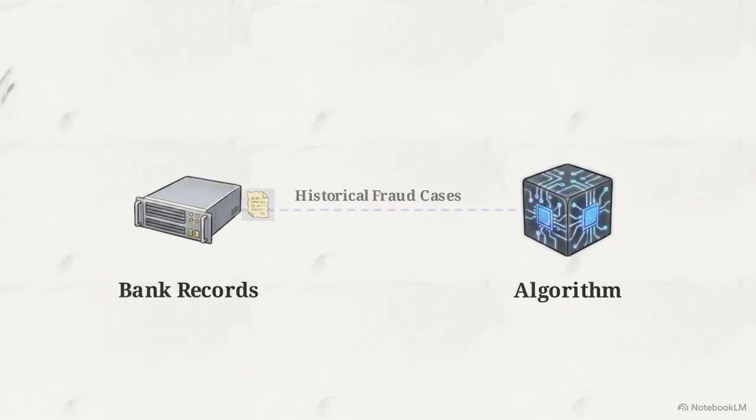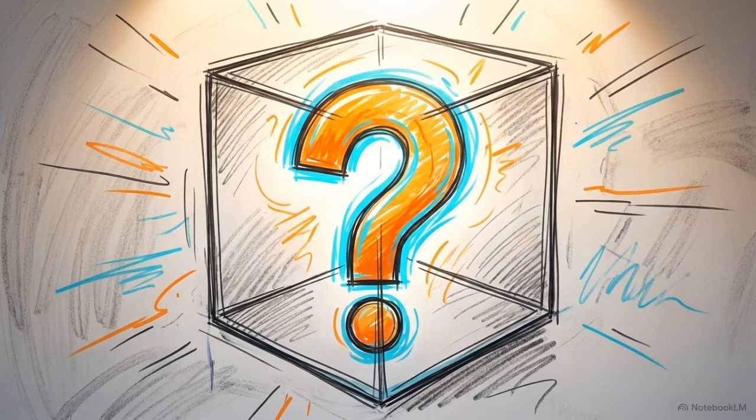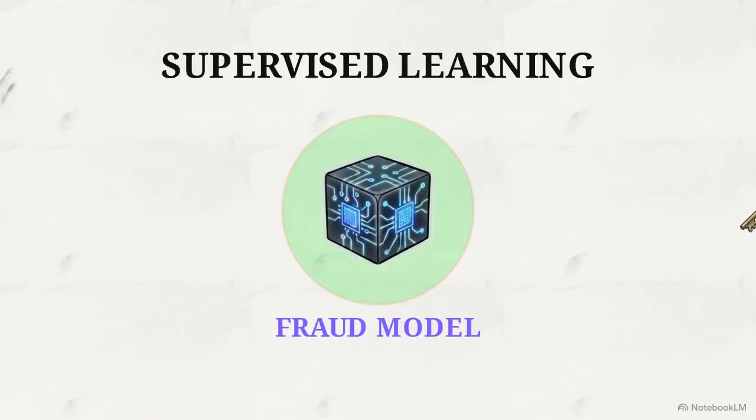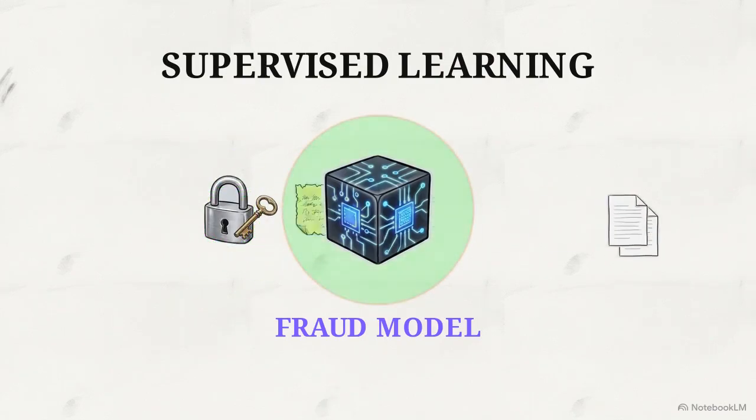Let's test this. If a bank trains an algorithm to detect credit card fraud using a historical database of confirmed fraud cases, which category of machine learning are they using? They are using supervised learning. Those confirmed past cases serve as the precise answer key the model needs to learn what fraud looks like.